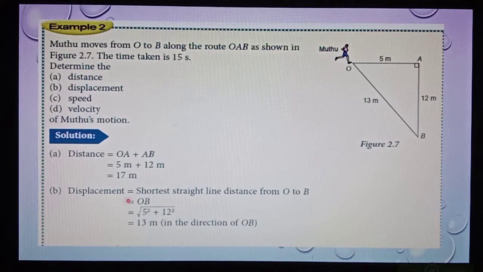Displacement equals the shortest distance from initial to final, meaning OB. You can just draw a straight line connecting O and B, the initial and final points, and then use a mathematical operation to find the length of OB. The shortest straight-line distance from O to B: OB equals the square root of 5 squared plus 12 squared, by Pythagoras theorem. So we get 13 meters. Which direction? O to B. So that is the displacement of the motor.